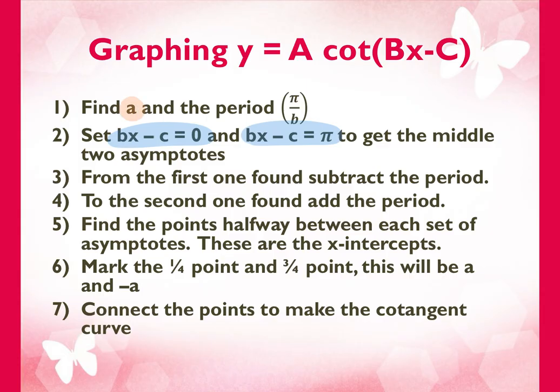So A is still where it is. The period is still pi over b. We find our 2 asymptotes. Those are the middle asymptotes. We subtract from the one on the left, the period. We add to the one on the right, the period. We find the points halfway between, just like we did with tangent. We mark that. That's our 0. We eyeball the quarter point, the 3/4 point. The difference is this time, the quarter point's going to be your A, and the 3/4 point's your negative A. And then we connect to find the cotangent, which is going to have the opposite direction as its shape.